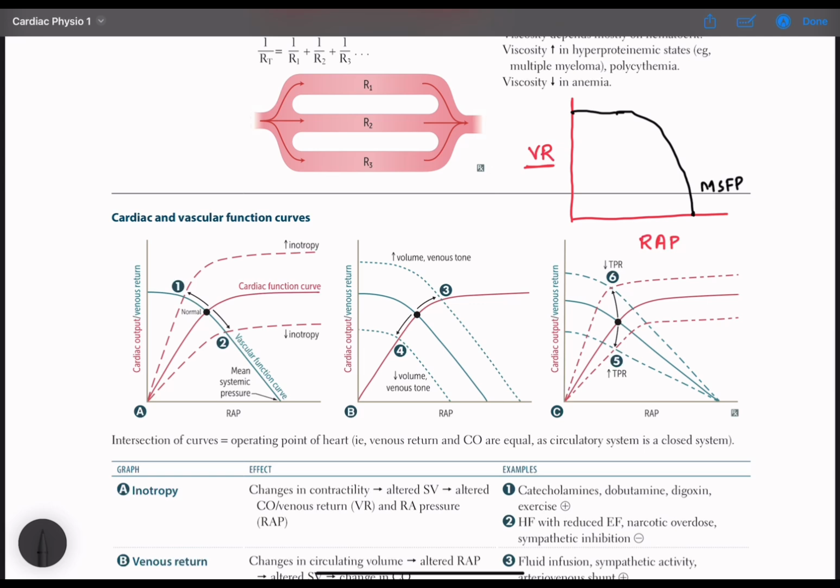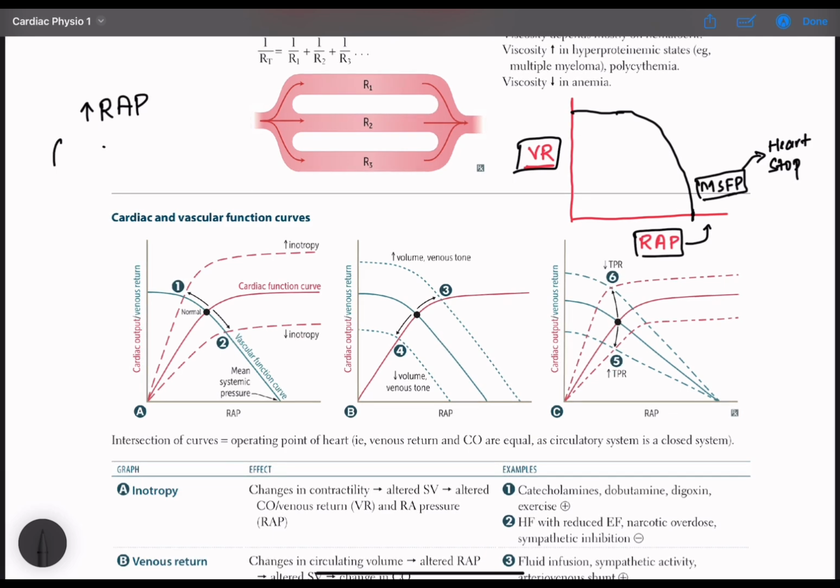This is the pressure which is present within the heart after the heart stops. When the heart stops, the pressure within the right atrium is known as the mean systemic filling pressure. A question arises: why does this curve decline? The reason is that if we increase the right atrial pressure, the gradient for venous return decreases.